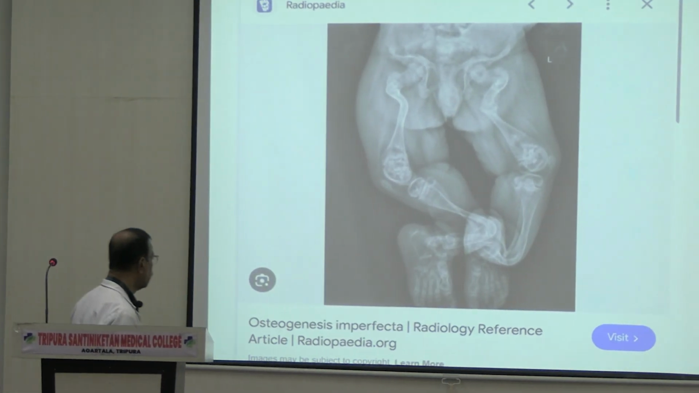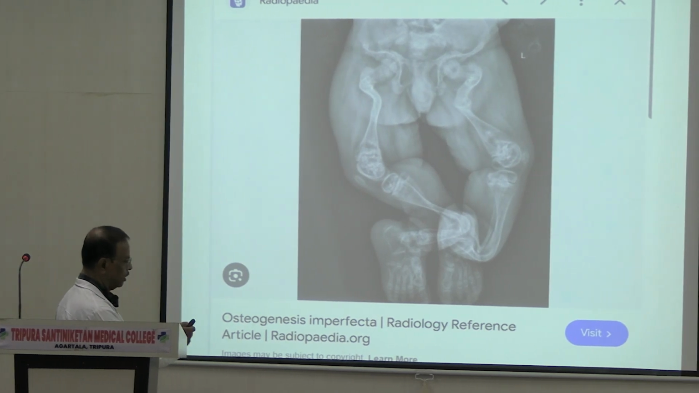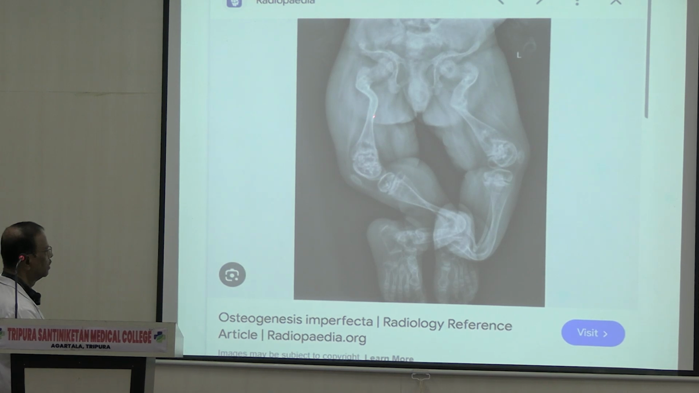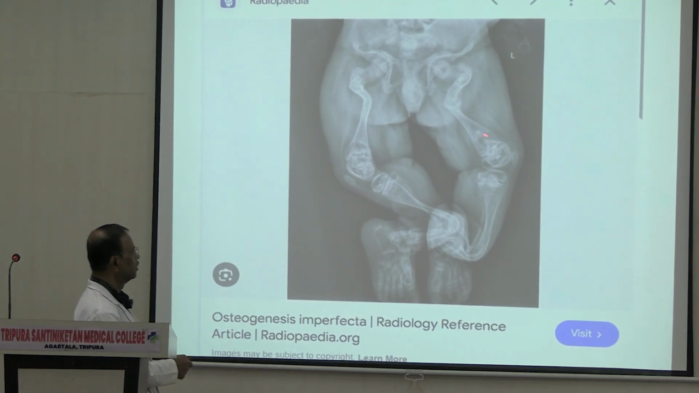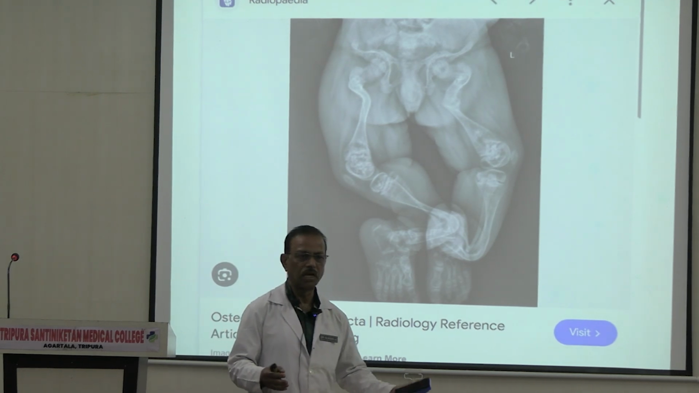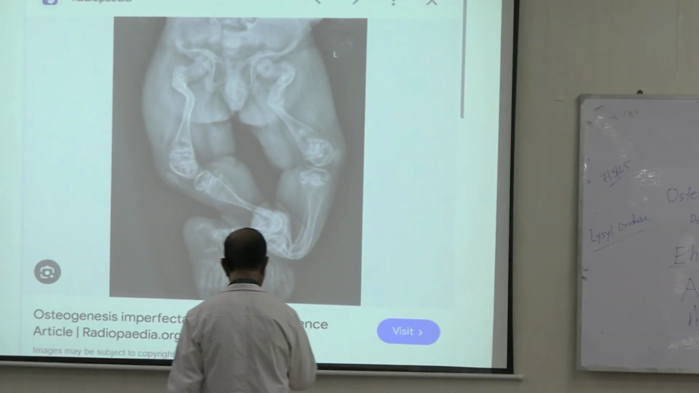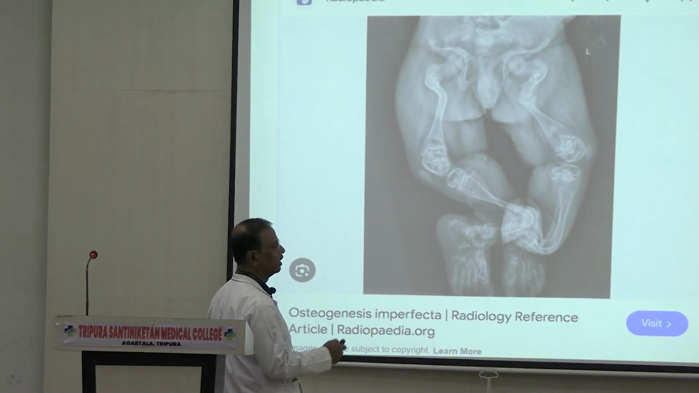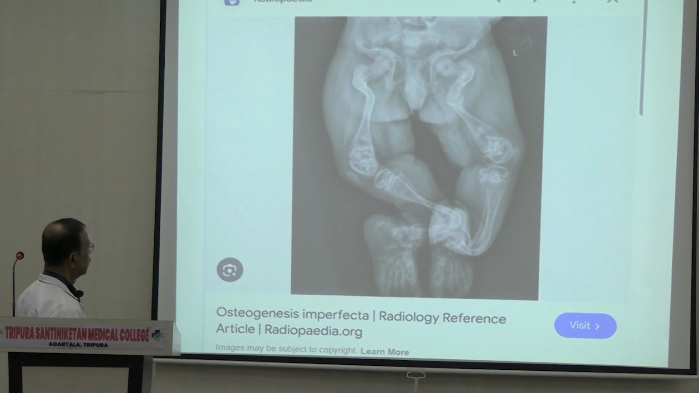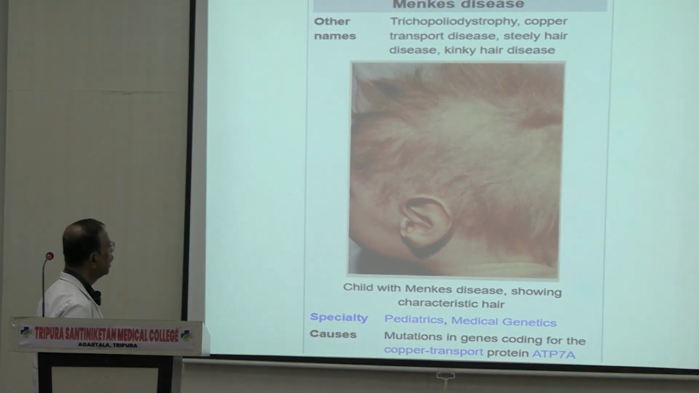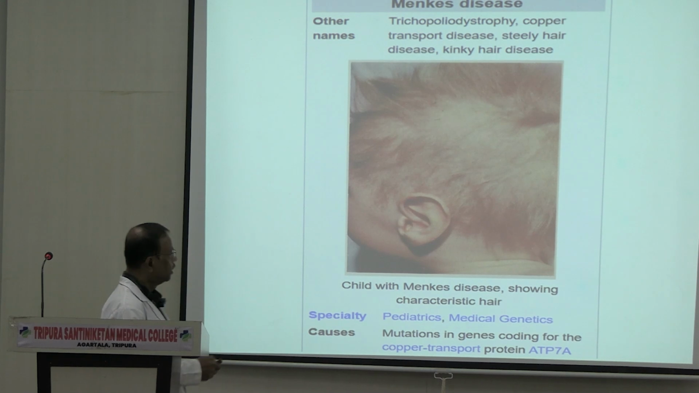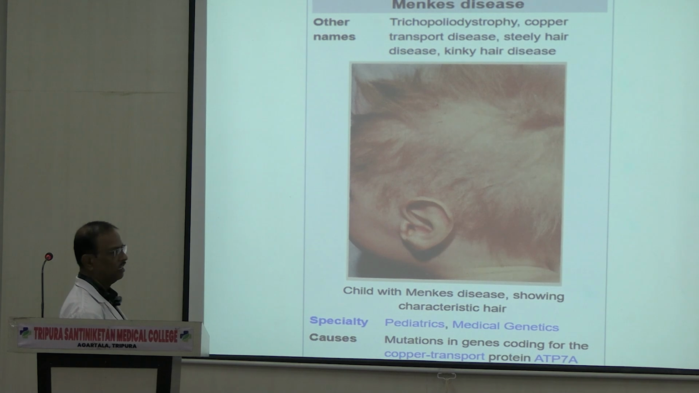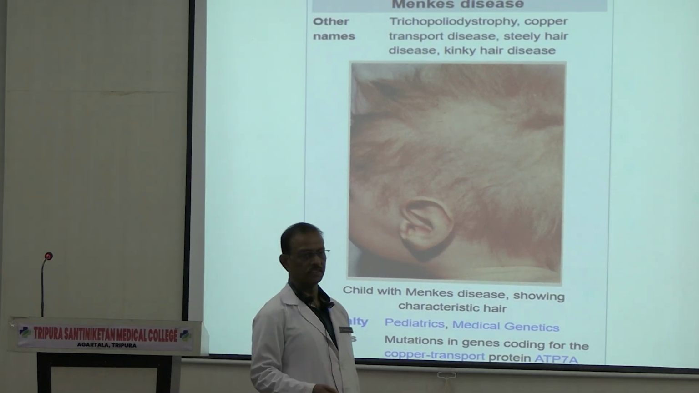Now this is a picture of osteogenesis imperfecta. See the condition of the bone. This is the femur of the baby. There are multiple bands, and the cortex of the bone is very thin, so it is easily fragile. See, it is broken here. This is the Menkes kinky hair: sparsely arranged and fragile hairs.